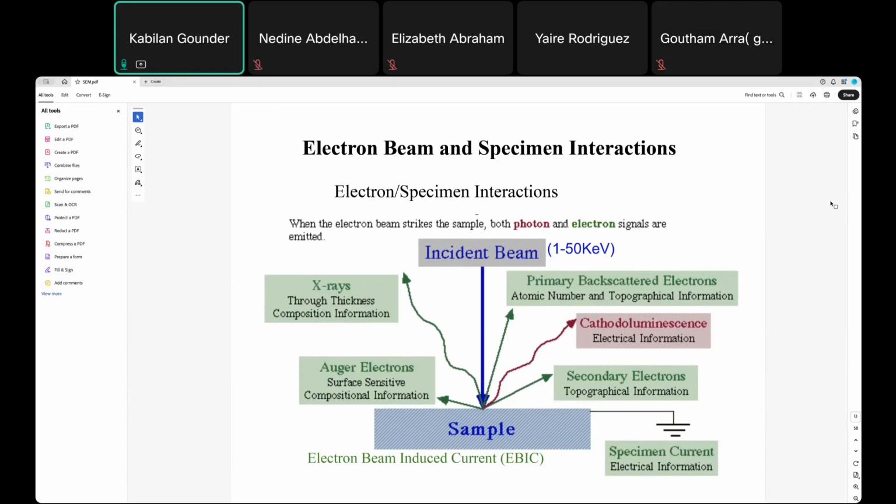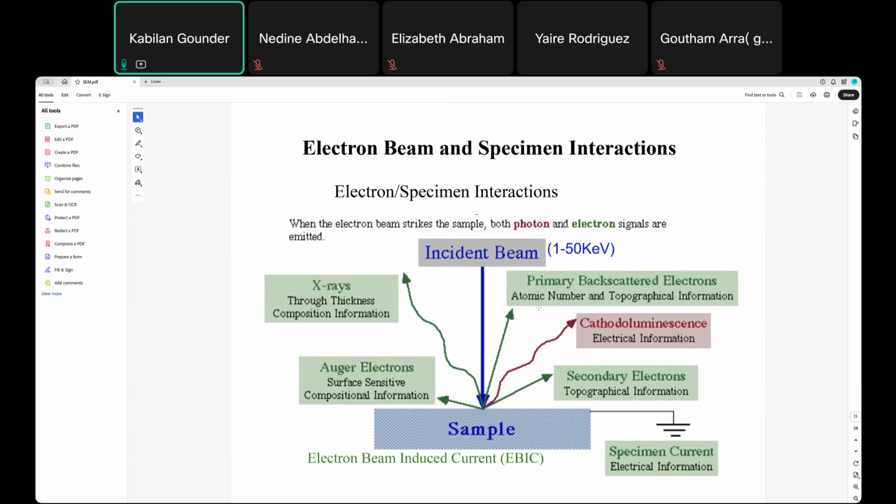So once the electron beam strikes the sample, both electrons and photons are emitted. That is the signal emitted. If you have an appropriate detector, then you can get the information you want.